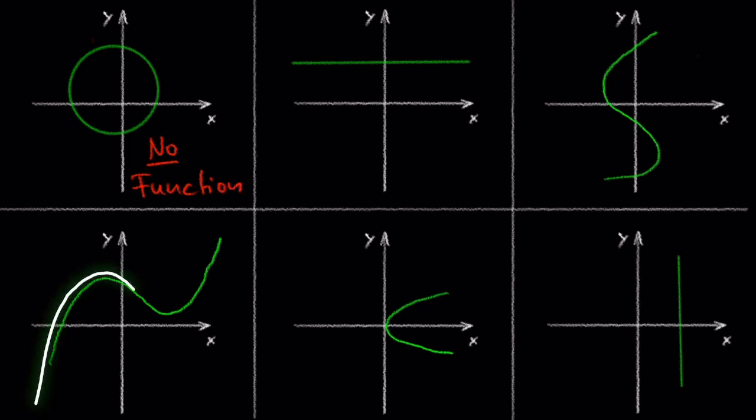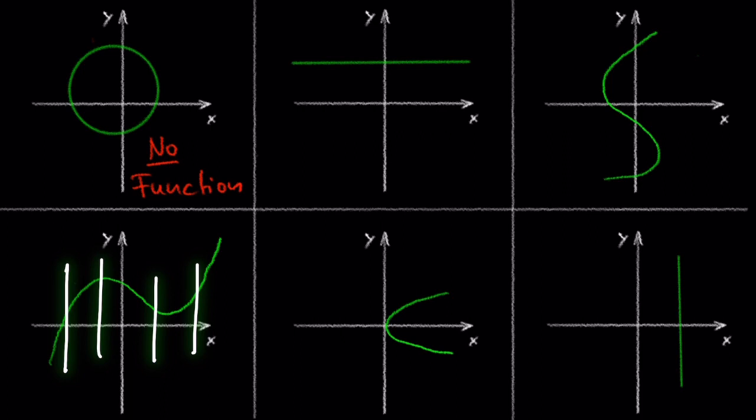What about the next example? Does this graph represent a function? Well, the only thing we have to do is to look if the graph intersects the vertical line more than once. We can draw the line here, here, here, here, or wherever we want. There is no vertical line which will intersect the graph in more than one point. So this graph represents a function.